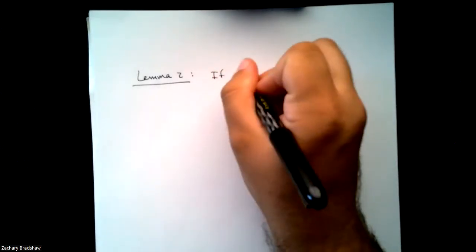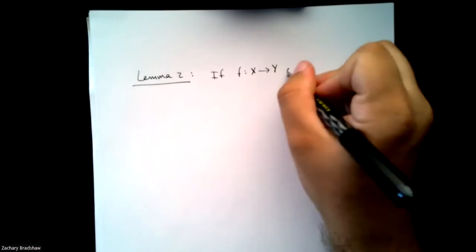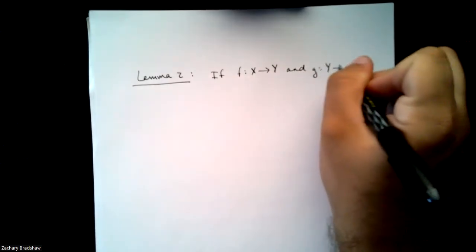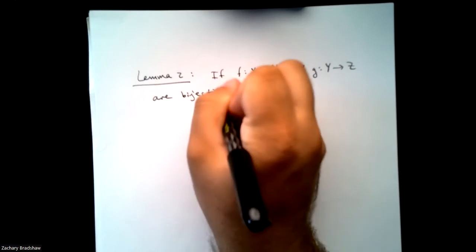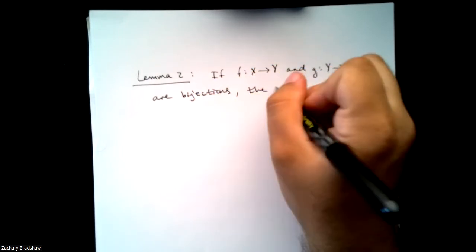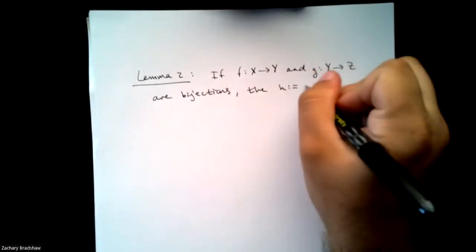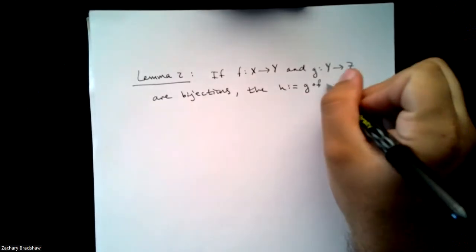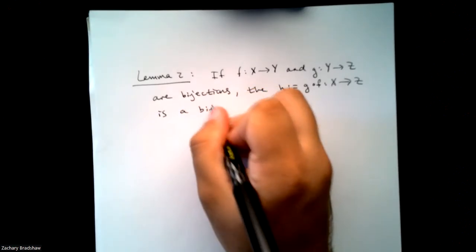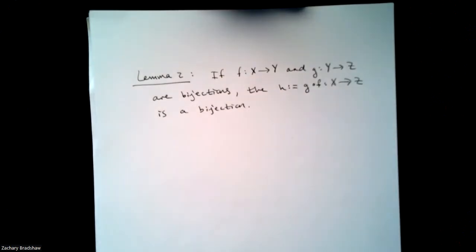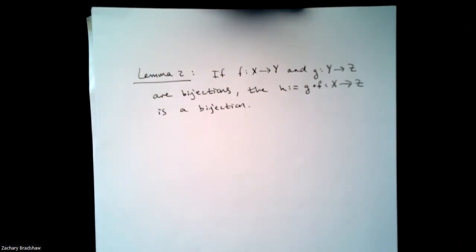Okay, so we need one more lemma. And it turns out it's pretty easy to prove using lemma 1. So if f from x to y and g from y to z are bijections, then h, which is defined to be g of f from x to z, is also a bijection. So the composition of two bijective maps is also bijective.